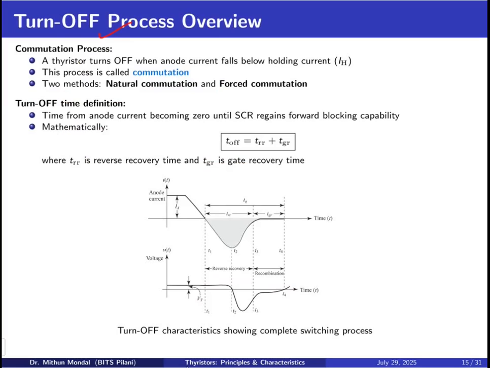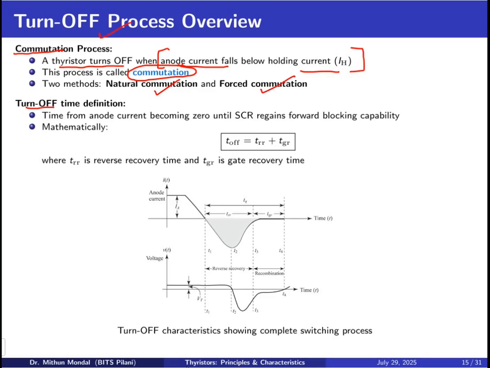The turn-off process is basically known as commutation. In the next lecture, 6b, we are going to discuss in more detail the thyristor commutation circuits and process; here we are going to see the overview. A thyristor is basically turned off when the anode current falls below the holding current. If the anode current falls below the holding current, the thyristor will be turned off, and this process is known as commutation. There are two important commutation methods: one is natural commutation and another is forced commutation.